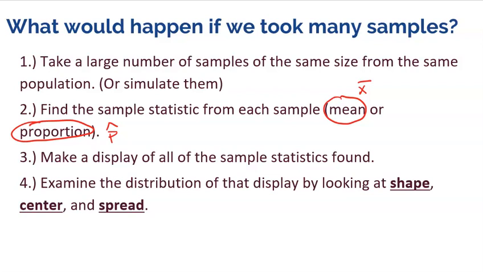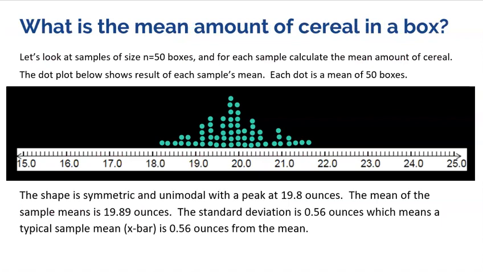Now, if you're a little bit lost, like what the heck is he talking about, let me clear it up with two examples, one for means and one for proportions. The first one focuses on the mean amount of cereal in a box. You have a box of cereal, and you want to know what the true mean is for all boxes, like the population mean. Well, I don't know that. So what I'm going to do is look at samples of size 50. So I'm going to look at 50 boxes.